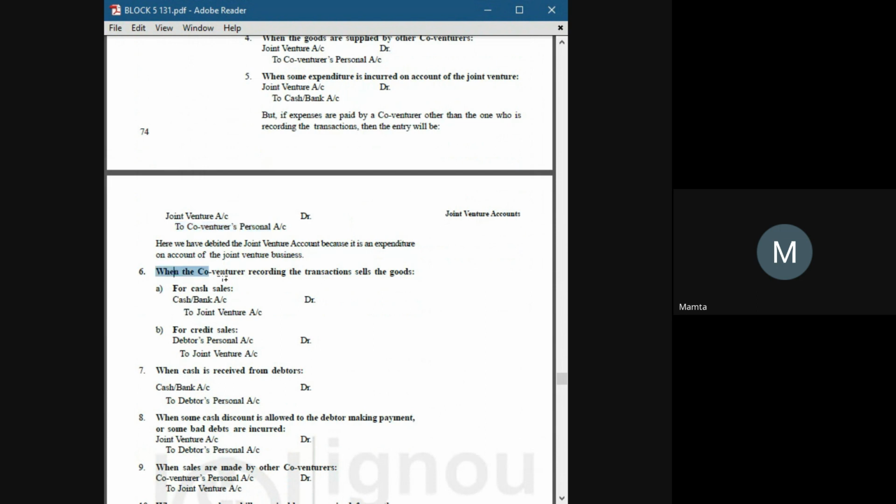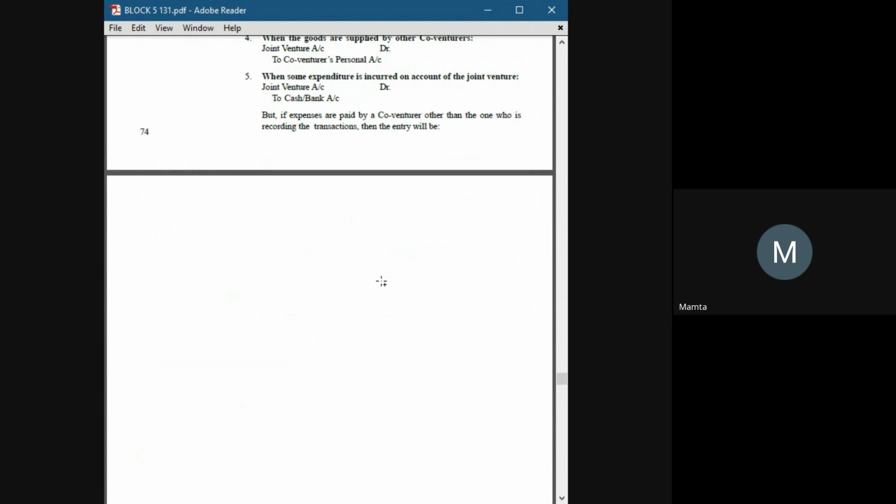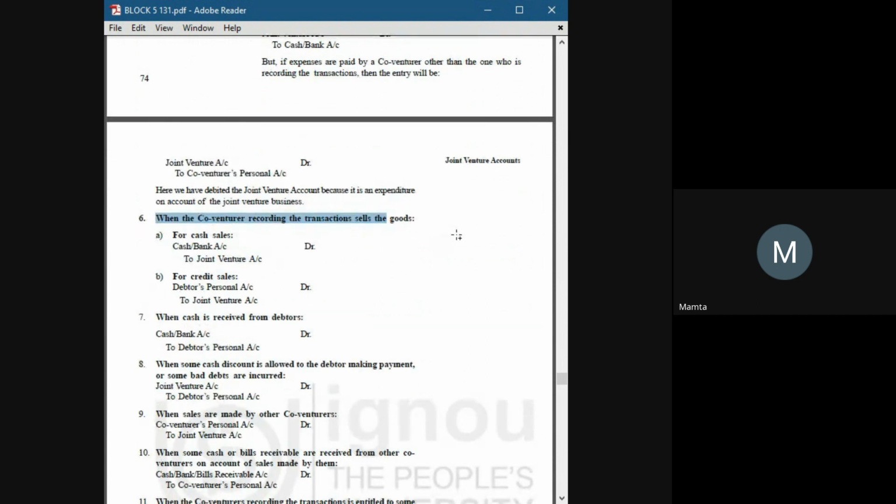When the co-venturer recording the transaction sells the goods, that is, B is maintaining the books of account and he sells the goods. If he has sold the goods for cash, the entry would be cash account debit to joint venture account. But if he has sold the goods on credit, then the entry would be debtor's personal account debit to joint venture account.